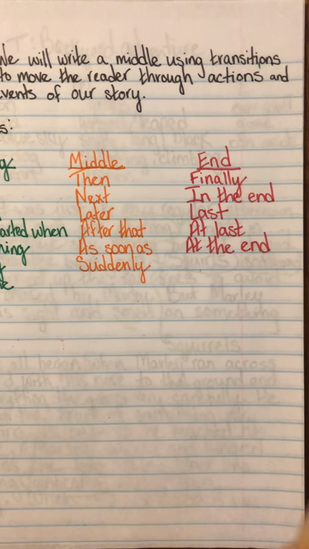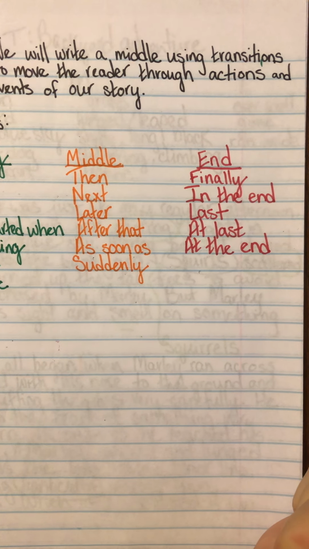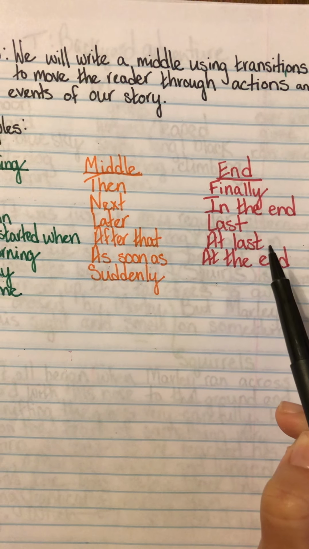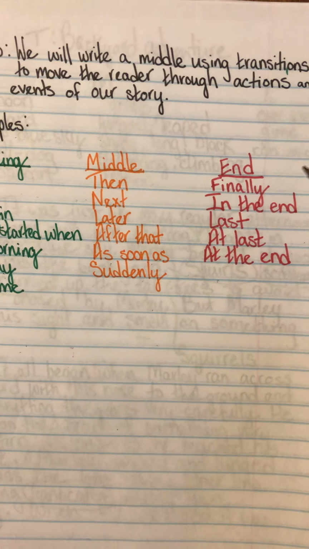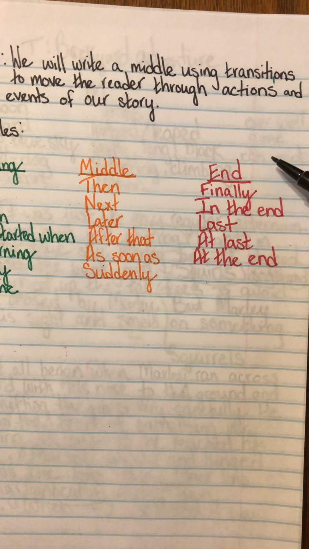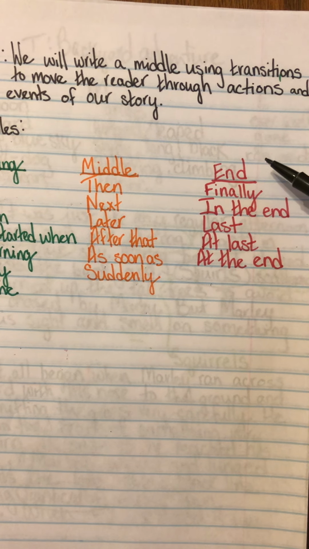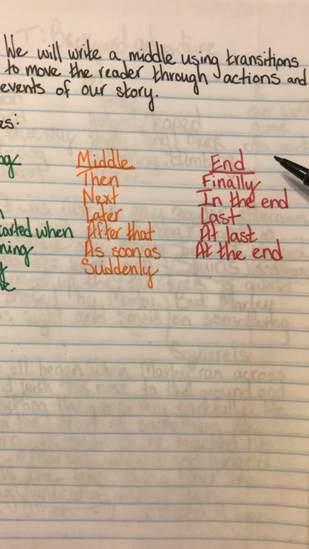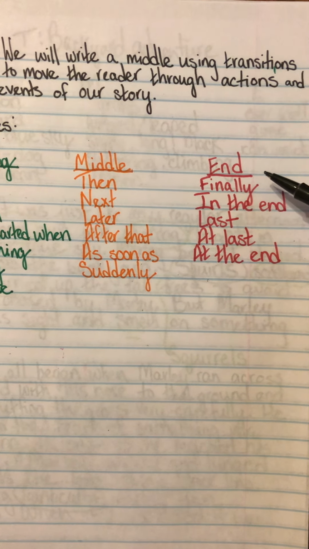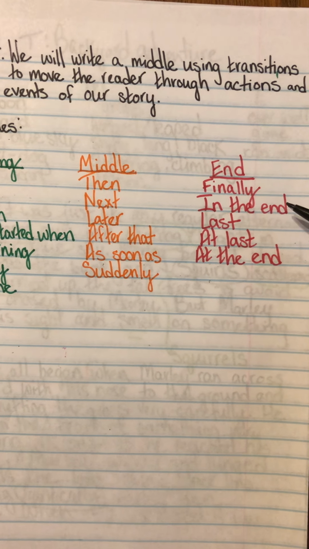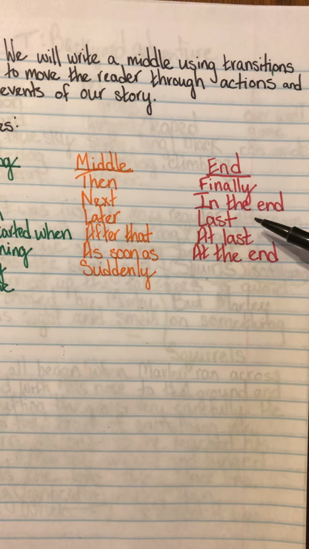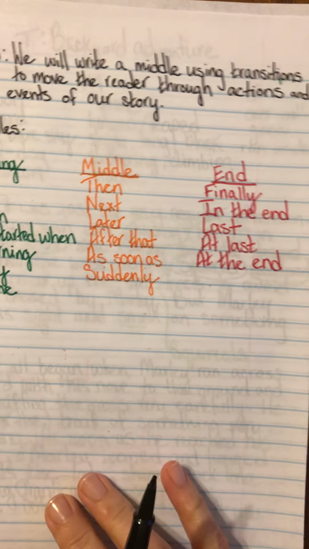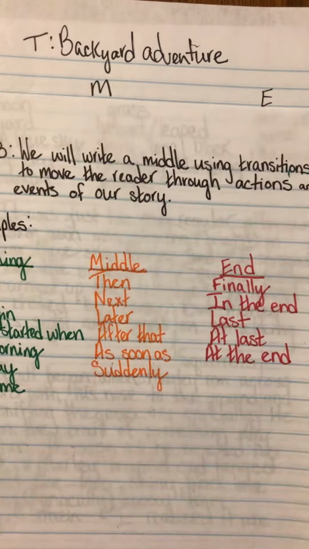Today we're going to focus on continuing to use transitions, but now we're at the end of our story. How are we going to bring this story to a close? So we're still going to focus on using transitions to show the reader that our story is coming to an end. Some words and phrases that we might be able to use are words like finally, a phrase like in the end, last, at last, or at the end. These are not the only options that we have, but those are just some examples if you need some extra help.